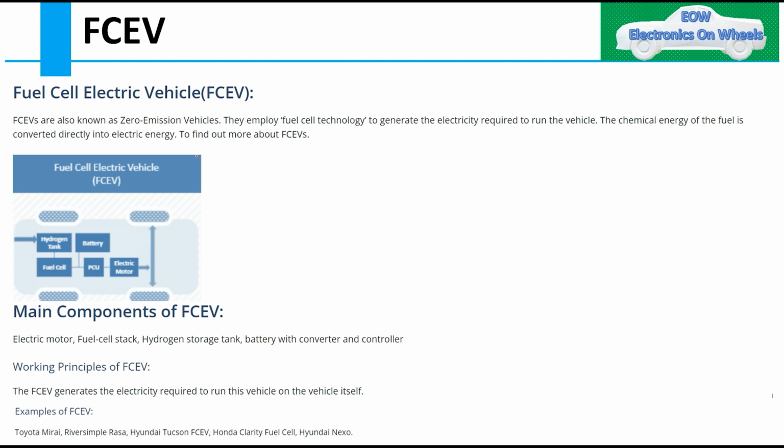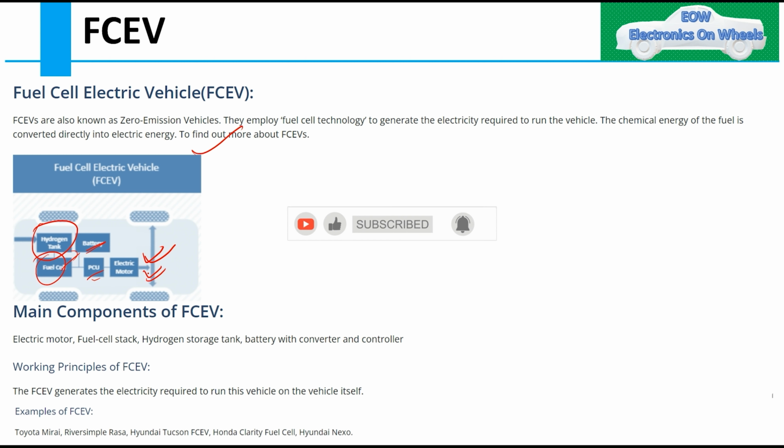It is known as a zero emission vehicle. They employ fuel cell technology to run the vehicle. The chemical energy of fuel is converted directly to electric energy. So you have the hydrogen tank, and after the hydrogen tank you will have the fuel cell. This fuel cell will give the energy, the battery will be charged, and the PCU, that is nothing but the controller, and you will run your electric motor through this battery.